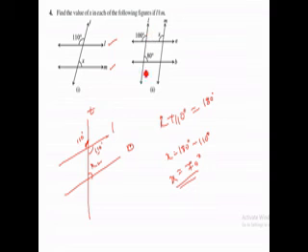Similarly, if they ask me to find the value of this, it's given that L is parallel to M. Now if L is parallel to M, I can directly say that this x equals 100 degrees. How? By the property of corresponding angles. As these are corresponding angles, I can directly say this is 100 degrees.